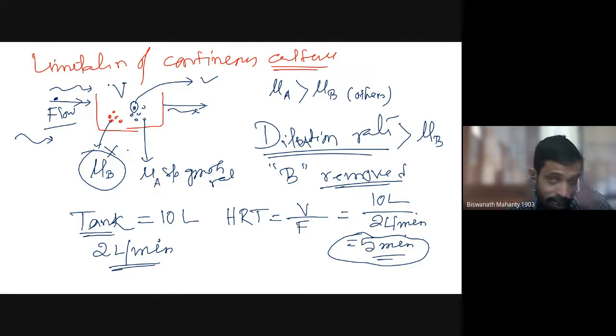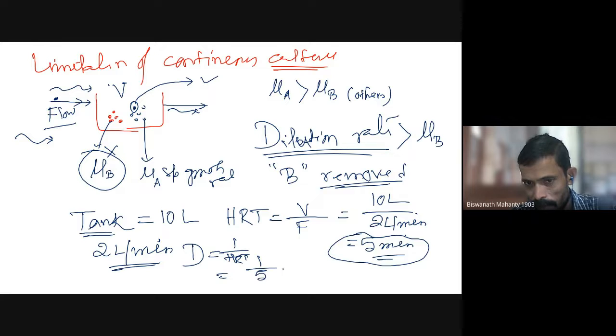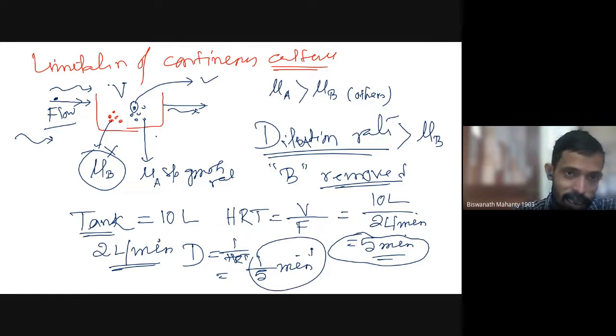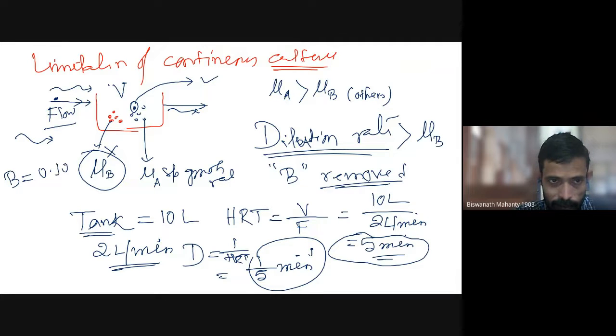That is called HRT. And dilution rate is just the opposite, the inverse of HRT. That means 1 by 5 per minute. Inverse, actually, 1 by 5 minutes. So this is called dilution rate. You can calculate it. Similarly, you also know the microorganism growth rate. So for example, I am having a microorganism B, whose growth rate is, for example, 0.1 per minute. And here the dilution rate is becoming how much? 0.2 per minute.